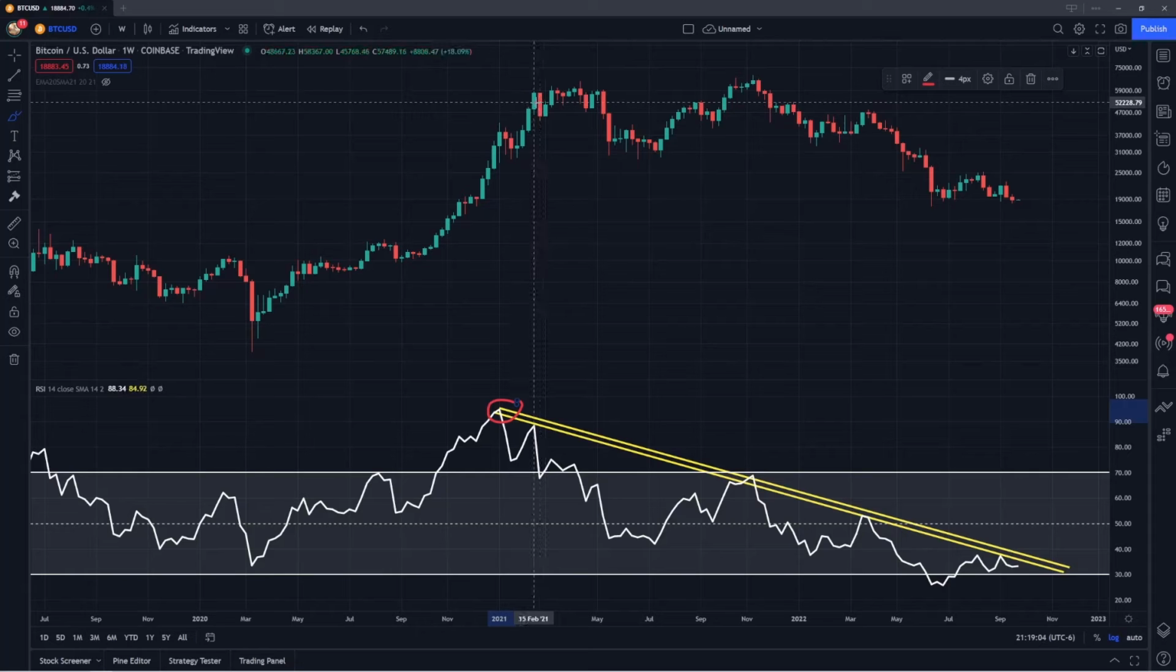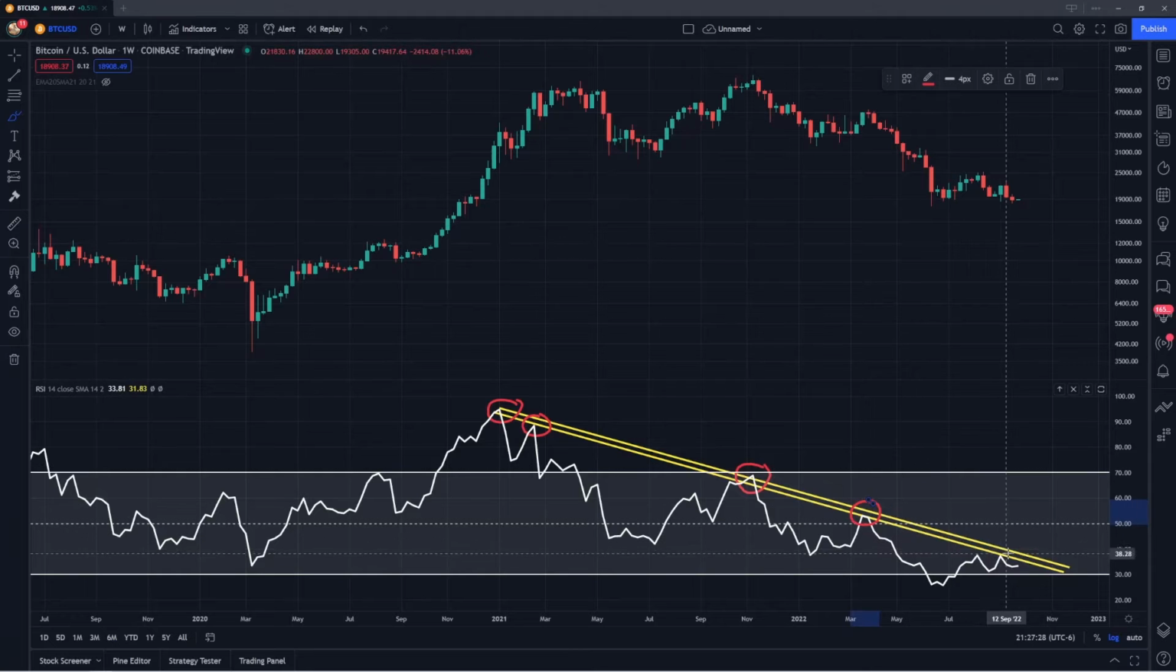This next lower high was formed on this move back up to around 57,000. The RSI reached a value of around 89. And then later on, when we had the November 2021 peak, the RSI reached a value of around 69. And then we did have this move back up on the RSI later on in March. We reached a value of around 53 on the RSI, and that corresponded to the move back up to around $48,000, forming this longer term lower high.